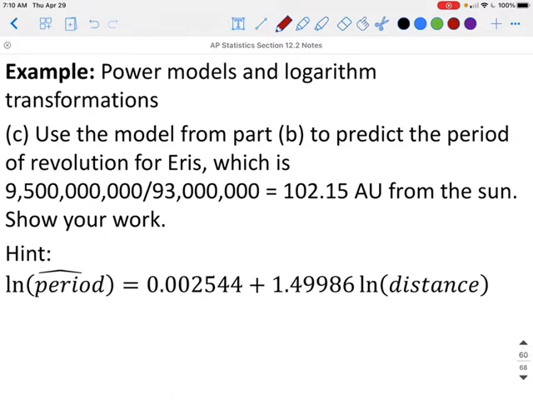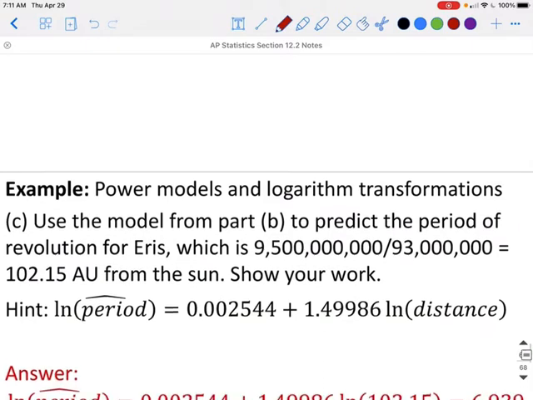Use the model from part B to predict the period of revolution for Eris, which is 9,500,000,000 divided by 93 million, or 102.15 astronomical units from the Sun, and show your work. So because we have our distance in astronomical units, we're going to take that and we are going to plug that in for our distance.